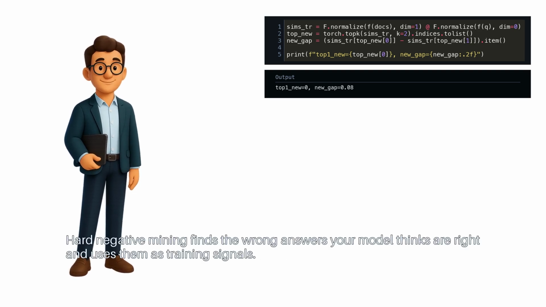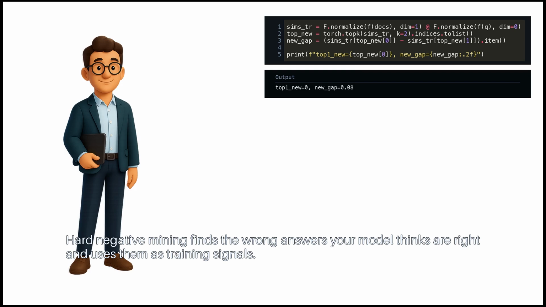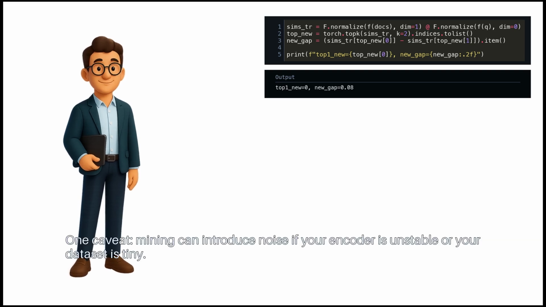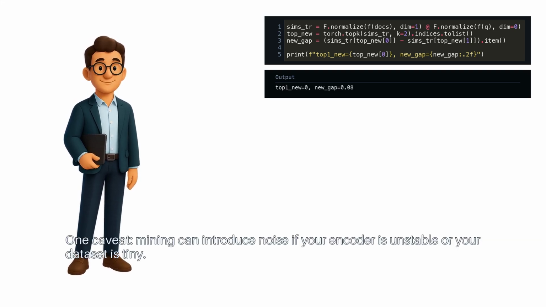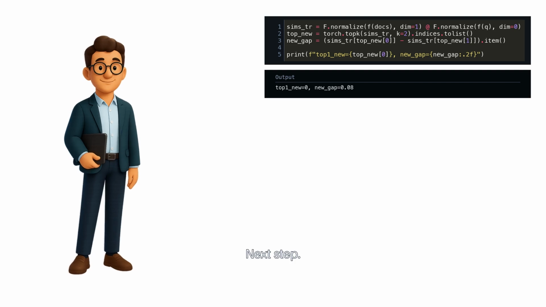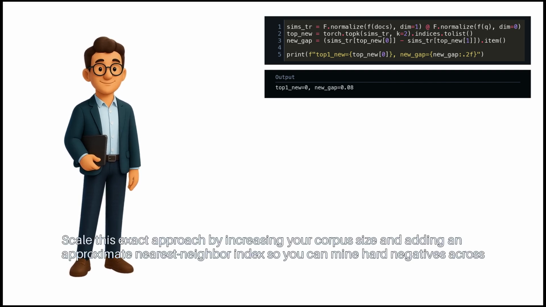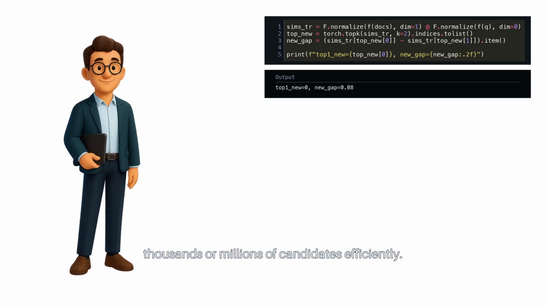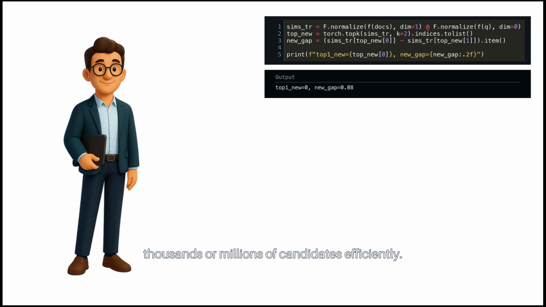Recap: hard negative mining finds the wrong answers your model thinks are right and uses them as training signals. Use it when easy negatives are already solved and you need better TopK recall. One caveat: mining can introduce noise if your encoder is unstable or your dataset is tiny. Next step: scale this exact approach by increasing your corpus size and adding an approximate nearest neighbor index so you can mine hard negatives across thousands or millions of candidates efficiently.